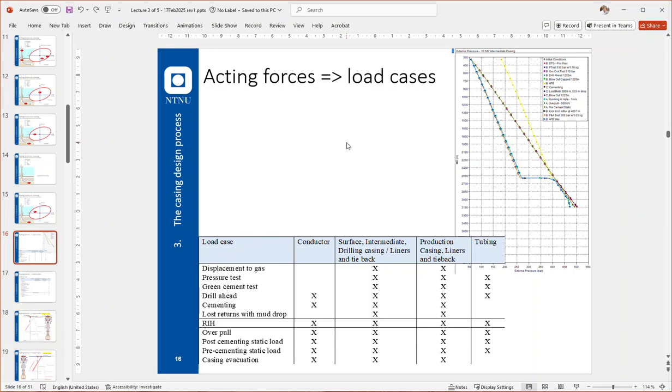At the same time, it could be other situations that are planned during the drilling. So all of these things need to be investigated. The drill ahead is basically to cover anything taking place during the operations of drilling.